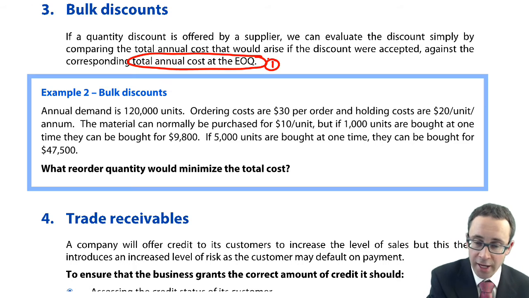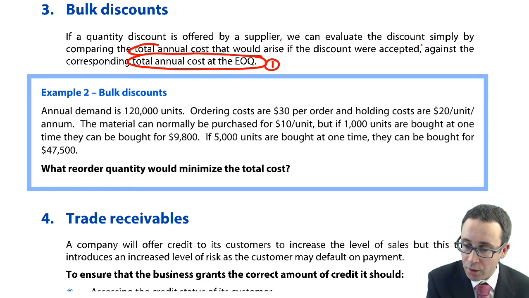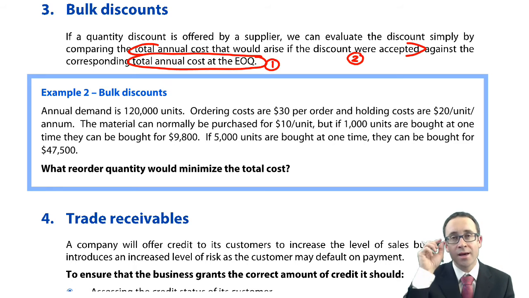Then we work out the same total annual cost if the discounts were to be accepted. So i.e. if we bought more goods than the economic order quantity, and by buying more goods each order we get a reduction in the cost per unit of the goods, and whether or not that is therefore beneficial. So it's important first of all to work things out using your economic order quantity and that total cost, and then using the information given in the question, i.e. how many units you need to buy on each order to get that bulk discount, use those figures to work out the total annual cost.